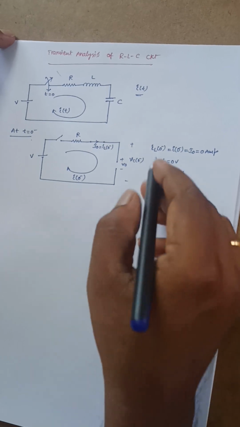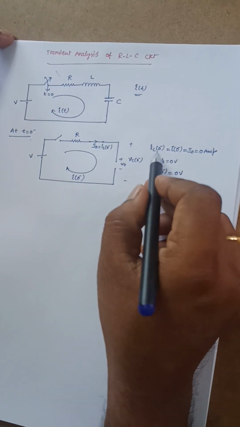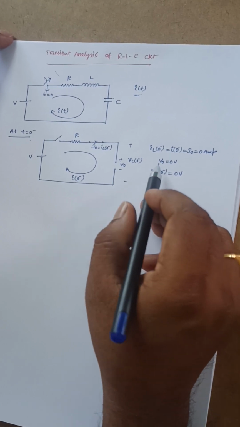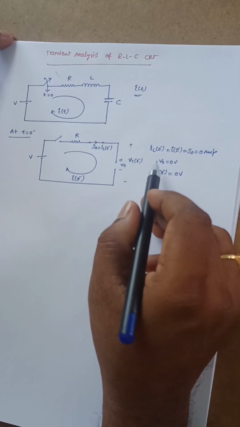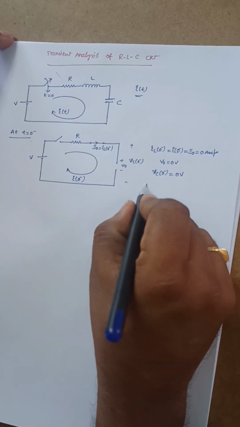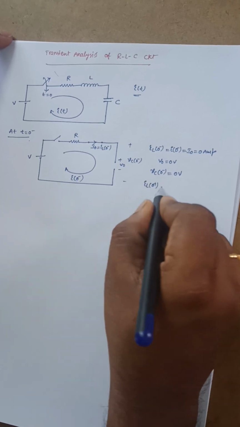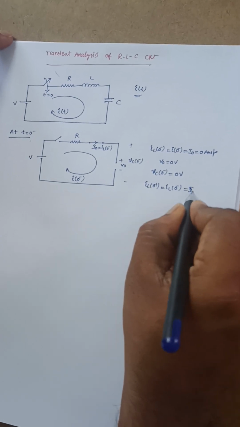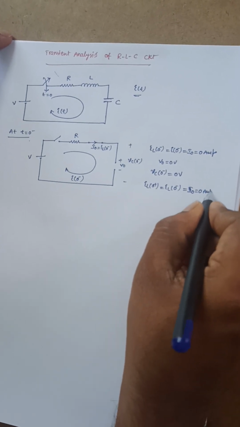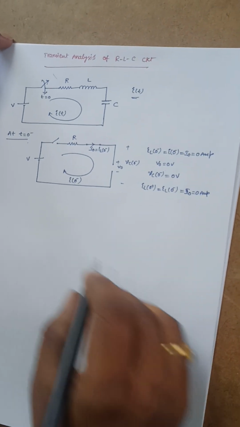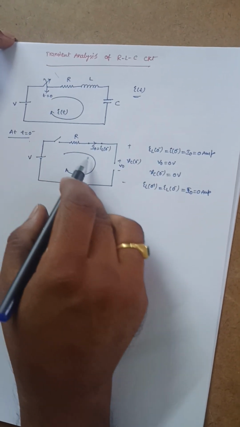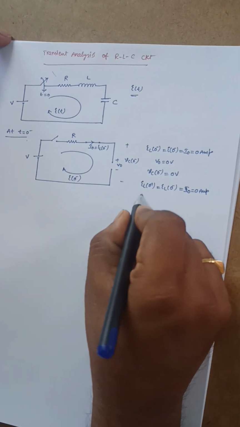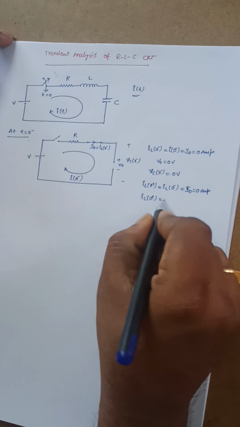And we know that the inductor doesn't allow the sudden changes in current. So whatever the current at t is equal to 0 minus, the same current will be present at t is equal to 0 plus also in the inductor. That is IL of 0 plus is equal to IL of 0 minus, that is equal to I naught, that is equal to 0 amperes. That means the loop current is nothing but this current, that is IL of 0 plus is equal to 0 amperes.